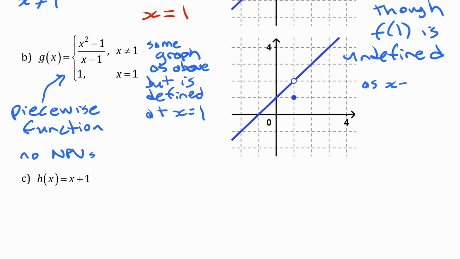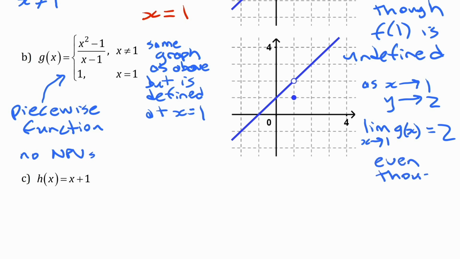So we would say that as x approaches 1, y approaches 2. Or with limit notation, the limit of g of x as x approaches 1 is 2. And that's even though the function value g of 1 is 1. It's entirely possible to have a limit that's one thing and a function value that's another.